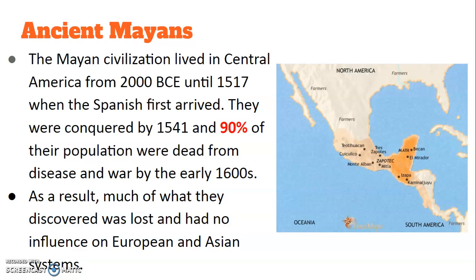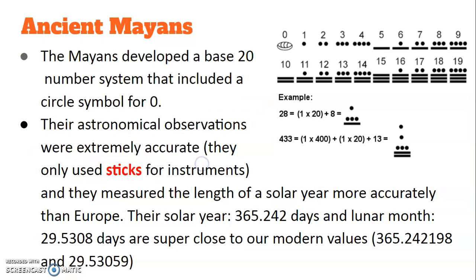As a result, much of what they discovered is lost, unfortunately. And what they discovered really has not had any influence on European and Asian systems because the conquistadors, when they went there, they found some stuff, but they didn't really understand it and they didn't care and they thought that they were savages. So they just took their stuff and left, and they didn't give them any credit and none of their mathematical discoveries went to Europe or Asia or anything like that. They were just lost, you know.